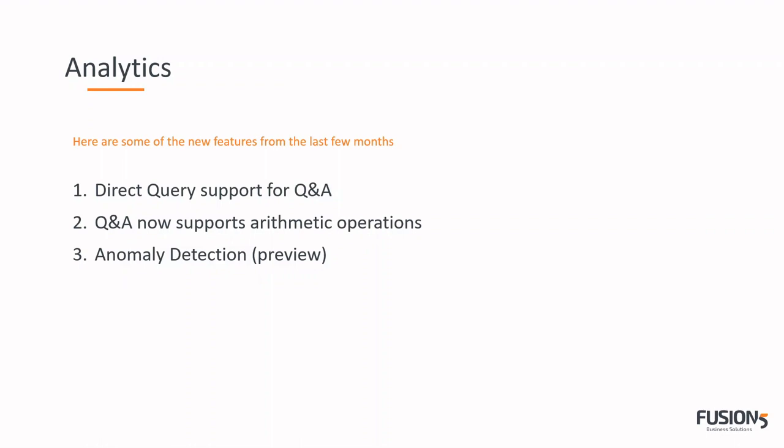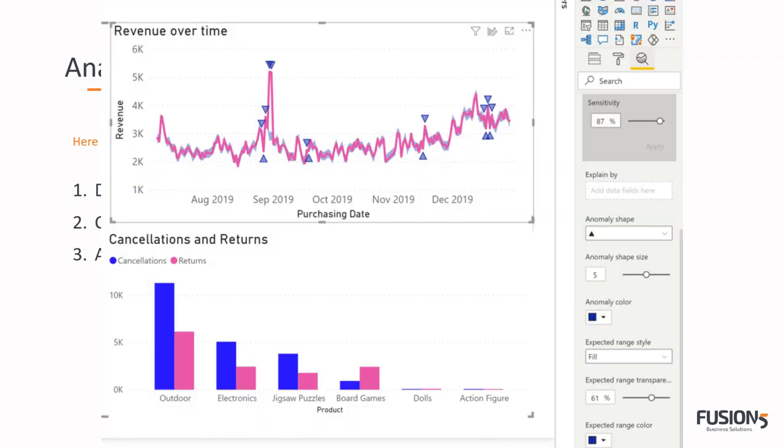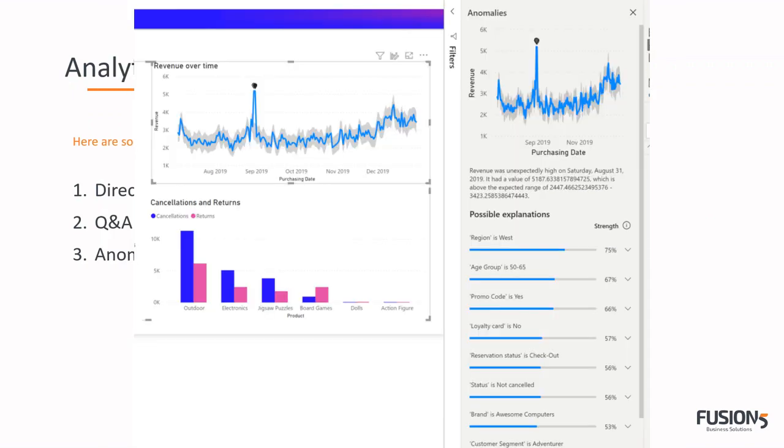The last cool feature is anomaly detection. This is a new feature for line charts that detects anomalies in time series data. It also provides explanations for anomalies to help with root cause analysis.